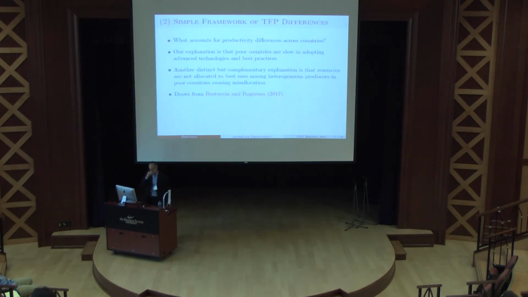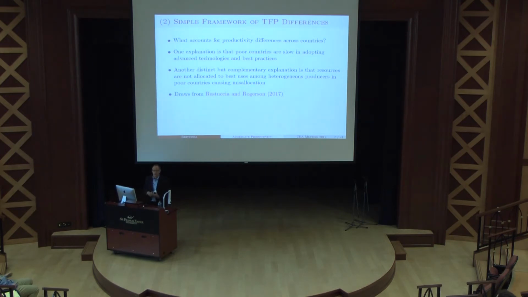That's the goal. And so to understand the potential sources, what I'm going to do is describe a very simple framework that will help guide us through the different points that the literature has made on this. Now, I should say at the outset that one big explanation for these productivity differences would be that poor countries are just slow in adopting the most advanced technologies or the best practices, and certainly when you travel to poor countries, that is easy to see. That is an explanation that certainly has some power.